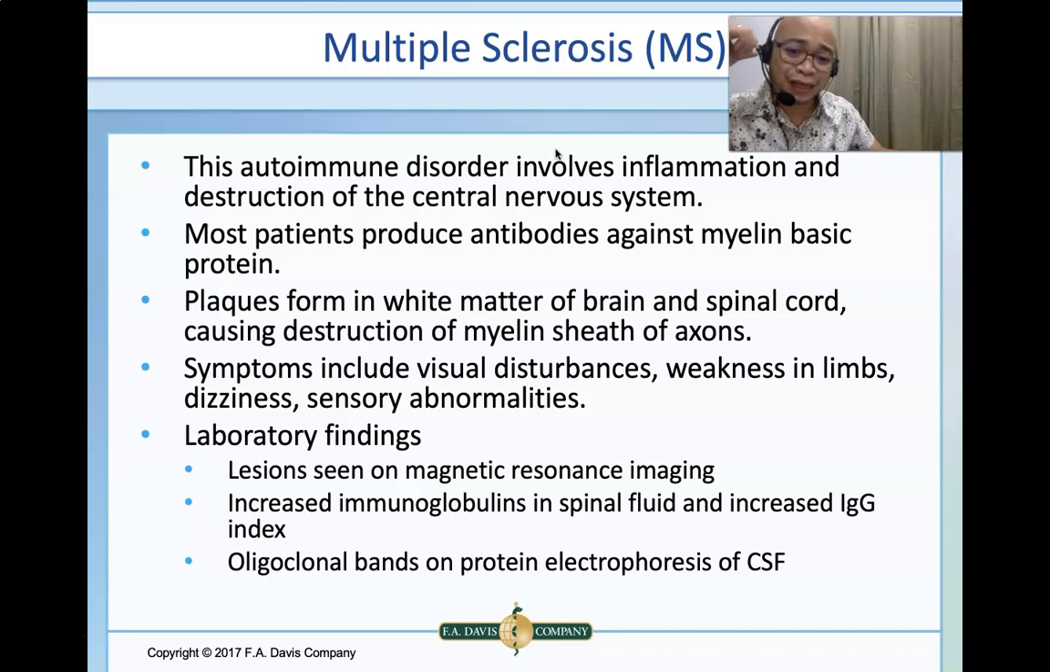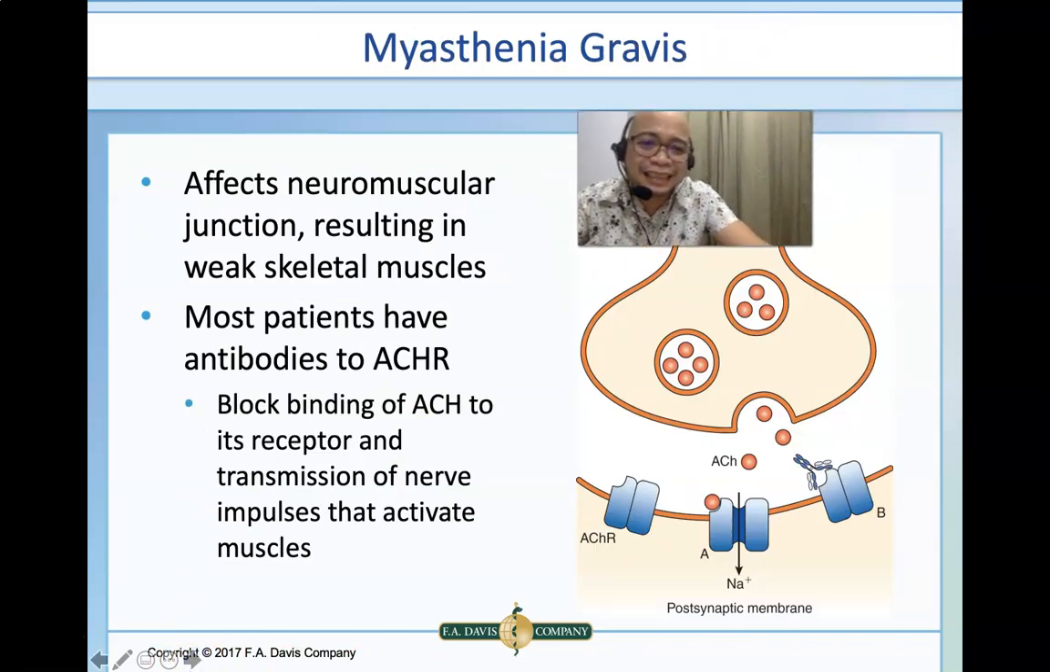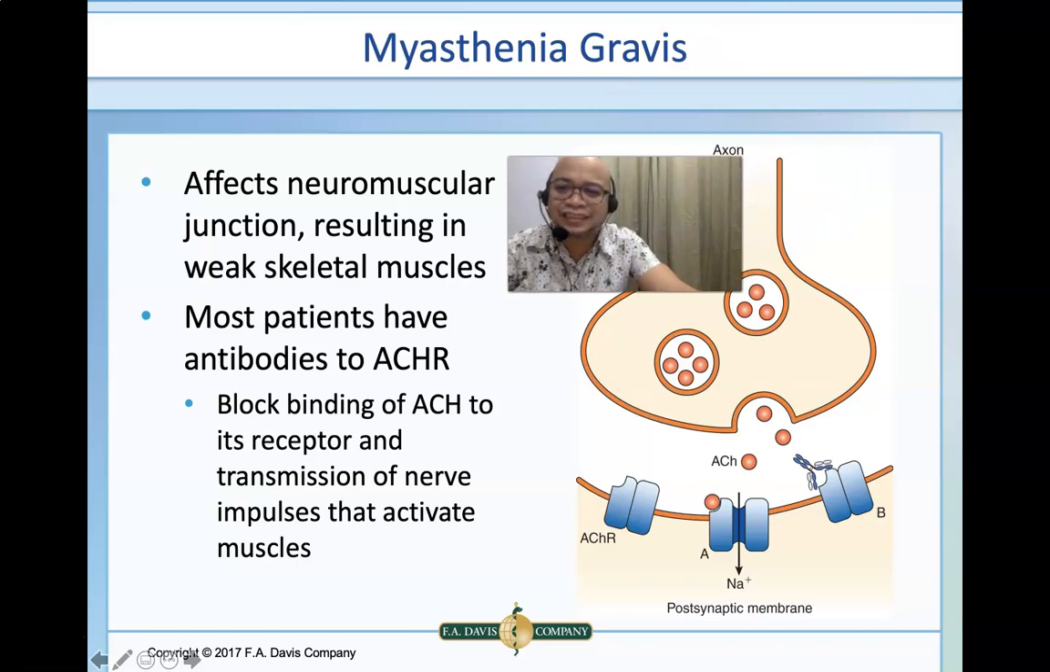So, laboratory findings include lesions seen on magnetic resonance imaging. So, the patient undergoes MRI. Increase in immunoglobulins in CSF, particularly the IgG index, and the presence of oligoclonal bands on protein electrophoresis of CSF.